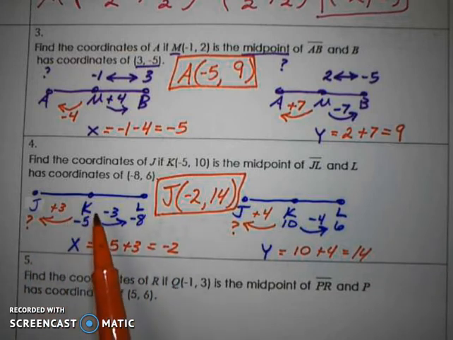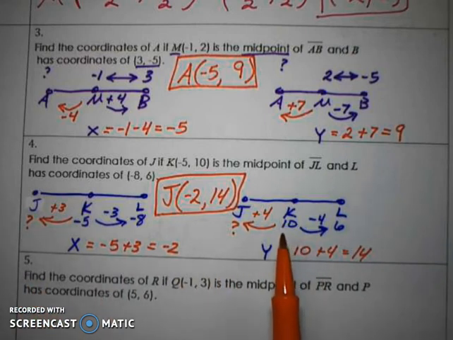Okay, and so we kind of use our reverse process here for that. Same thing for this one. 10 is between, or right in the middle of 6 and what other number? That would be 14.